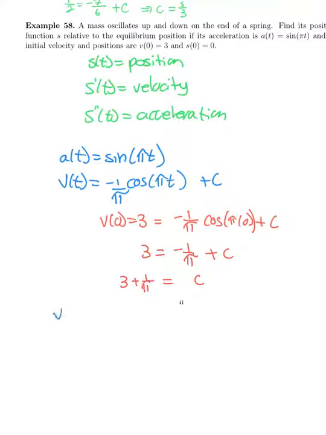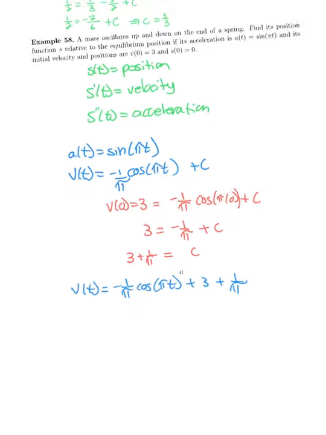Then you can rewrite your velocity. It's negative 1 over pi times cosine of pi t plus 3 plus 1 over pi. So there's my velocity, which is really good. I found the velocity. Unfortunately, the question actually asked me to find the position. Oh, I should scroll down here. Maybe if we can see it, I zoomed out. There we go.